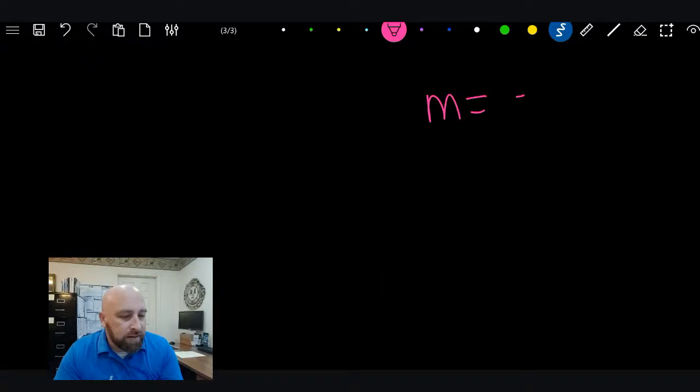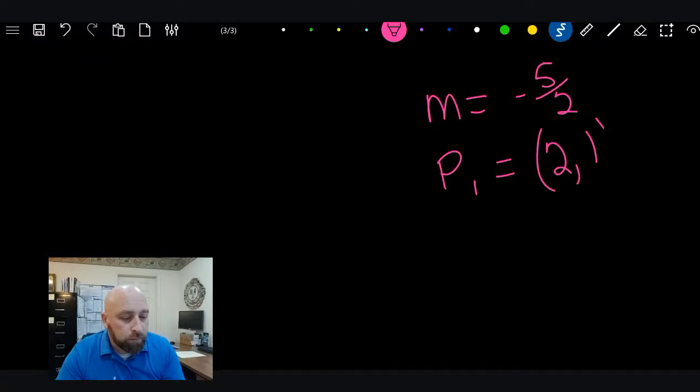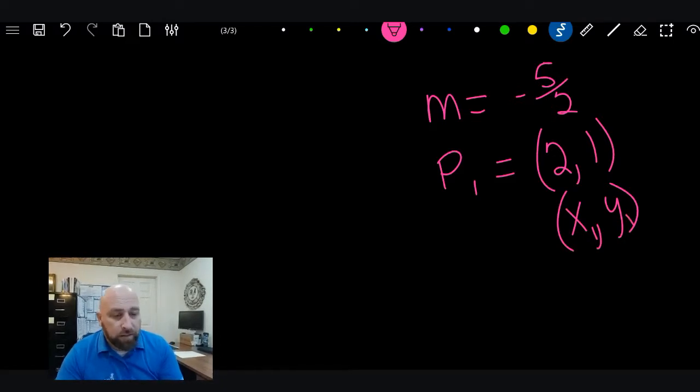Let's look at another example here. The example on top of page number 112. It says the slope of the line is -5 over 2, and the point, we're going to call that P1, point 1, is 2, 1. Now don't forget this is always written XY, okay, and that's important. So that's going to be X1, that's going to be Y1. XY, that's how you write that.